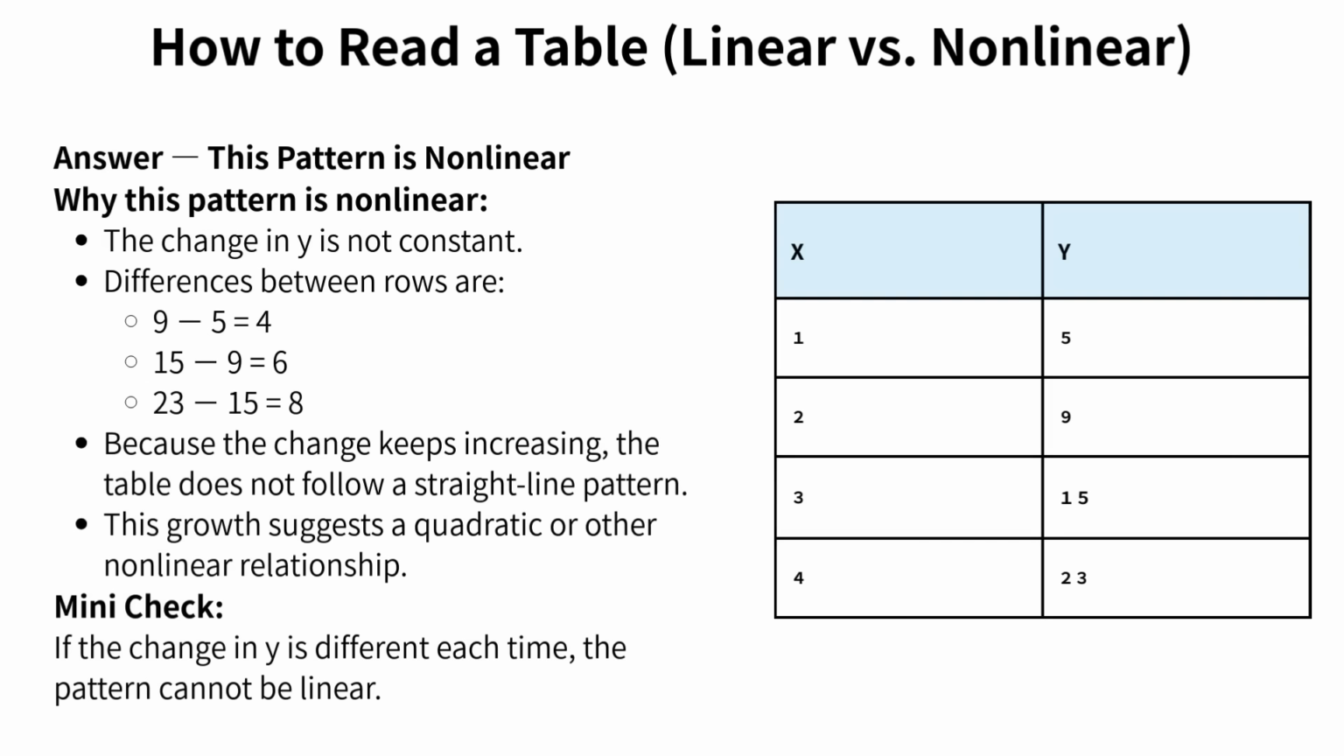Now let's analyze this table and explain why the pattern is nonlinear. Start by looking at how the output value, y, changes as x increases. When x increases from 1 to 2, y goes from 5 to 9, which is an increase of 4. From 2 to 3, y goes from 9 to 15, an increase of 6. And from 3 to 4, y goes from 15 to 23, an increase of 8. These differences, 4, then 6, then 8, are not the same. Because the change in y is growing each time, the pattern does not follow a straight line relationship. A linear pattern must have a constant rate of change, and this table does not. Instead, this type of increasing difference suggests a nonlinear relationship, often quadratic or another curved pattern. Here's the key idea. If the change in y is different at every step, the rule cannot be linear. Always check the differences. They will reveal the pattern immediately.